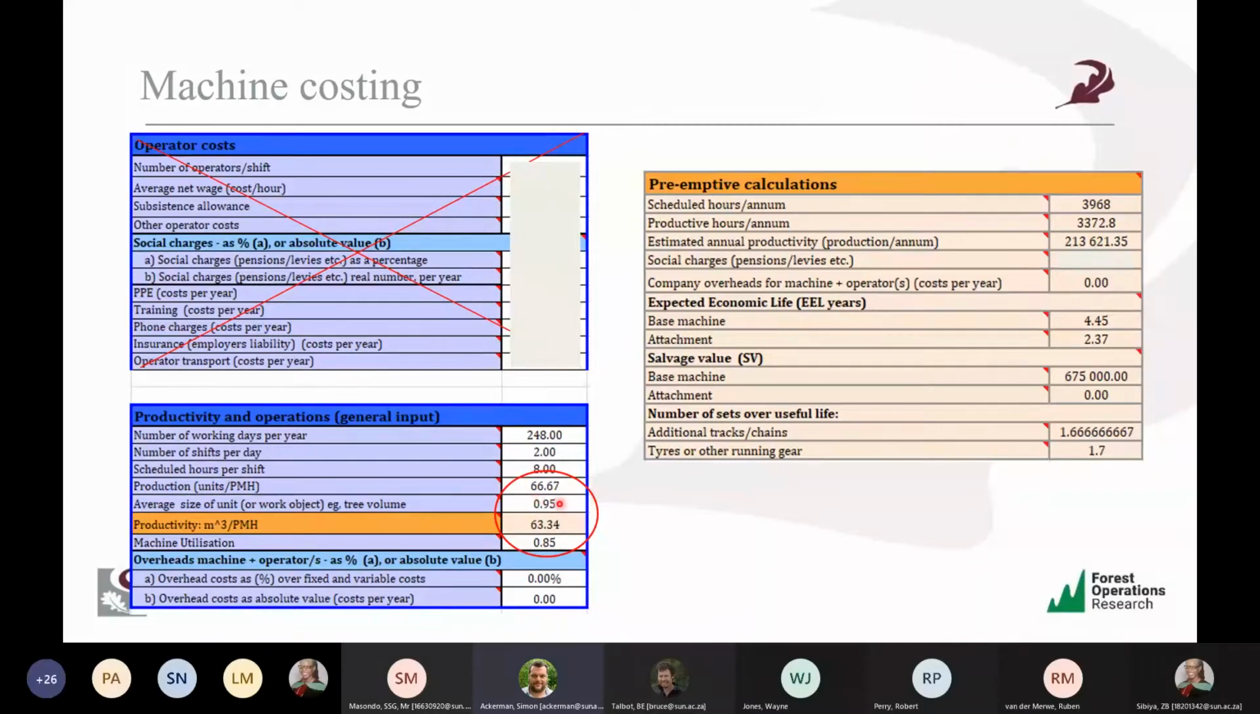Tree size of 0.95, producing about 67 trees an hour, equating to the mean productivity of about 63 cubes an hour, and an expected machine utilization of about 85%. Pre-operations, also displayed in the model, give you an idea of the scheduled hours per annum, the productive hours taking into account your utilization, the estimated annual production that machine could possibly produce, economic life of the machine and the attachment, salvage values, and then also the tires, how long each tire would last in years.